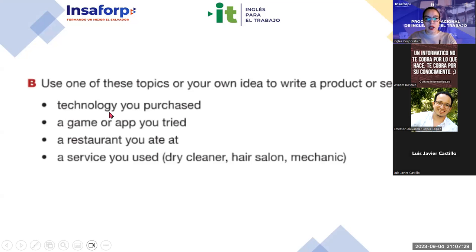And we have a technology you purchase, so you can make a review about a device or a technology that you purchase, a game or app you tried, a restaurant you ate at, or a service you used, for example, dry cleaner, hair salon, or mechanic. To make it simpler, I think that we will make it individual, because sometimes we create the breakout rooms, but most people are just listeners, so it gets complicated. So we're going to do it individually. Is there any question about the instructions of this activity? Or is everything clear?